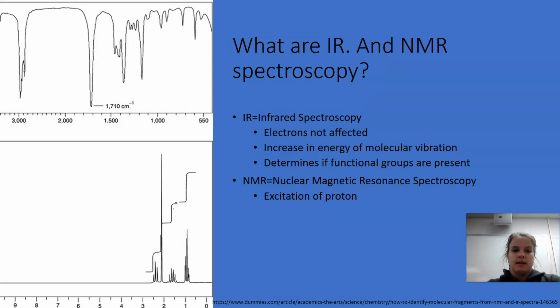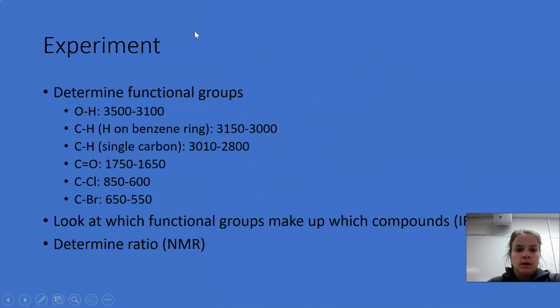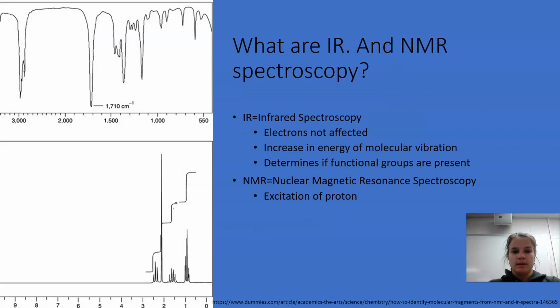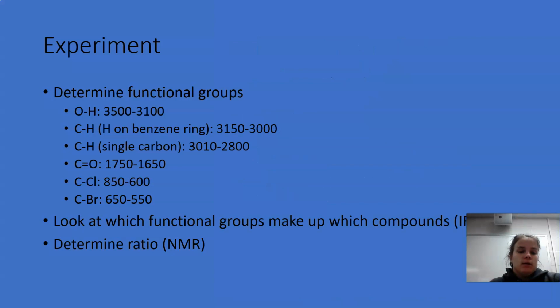So there could be peaks that would not indicate anything is present. It could be, or this one over here is small. So even though it's in the part where the CBr would be present, it's really not there because it's such a small peak. So we had to do that, and then determine the ratio between the functional groups.